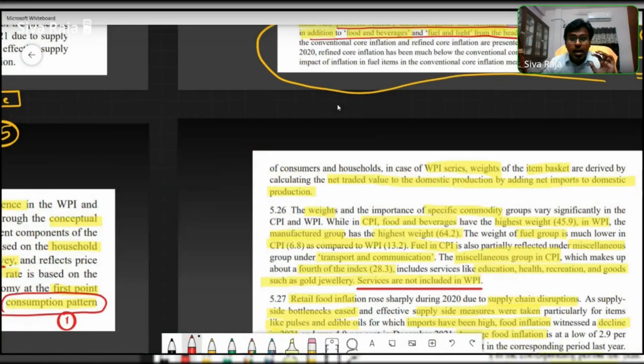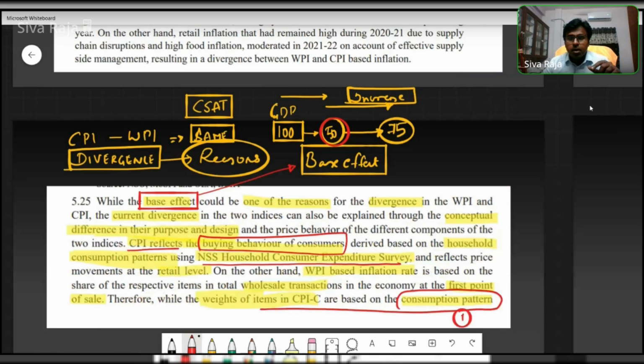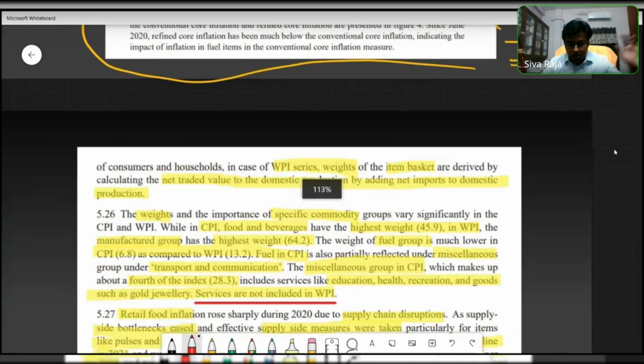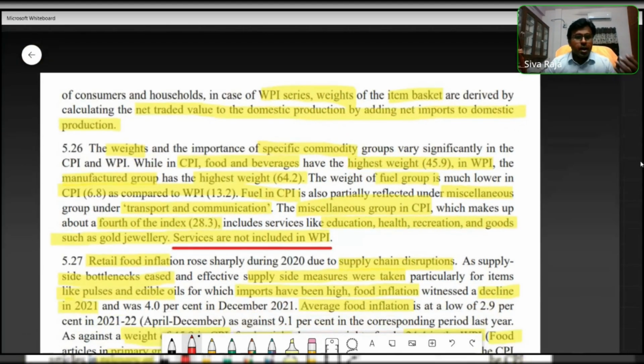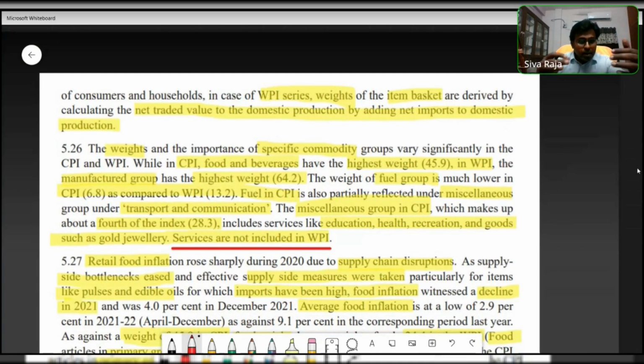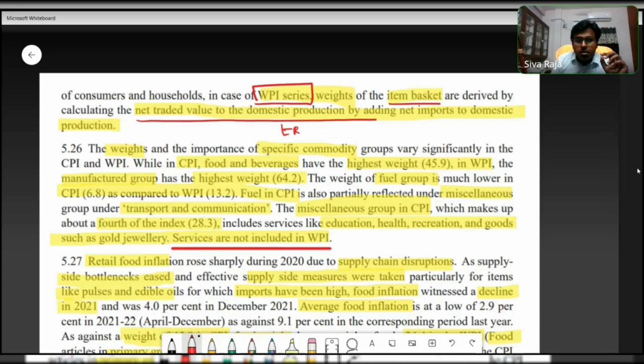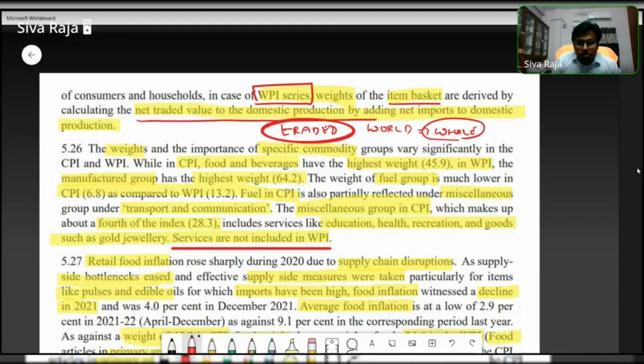But what is WPI? First point, CPI is consumer, what I am buying. I will buy a shampoo, a soap, a toothbrush. I will make an assessment of all those things and make CPI. But WPI is a bigger thing. Look at this point. The items in the WPI basket, they think about the value of traded things. Components which are traded across the world, or wholesale, they will think.